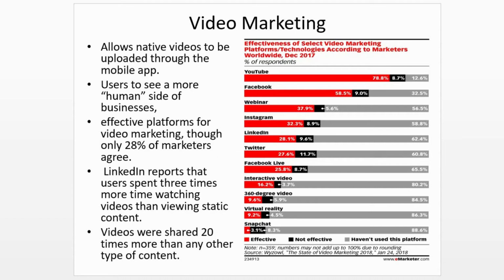We can see the graph of the effectiveness of select video marketing. So we can see that YouTube is the largest platform for any video, and YouTube is the largest platform where videos are watched. So 78% videos. Similarly, Facebook stands with 58.5%.